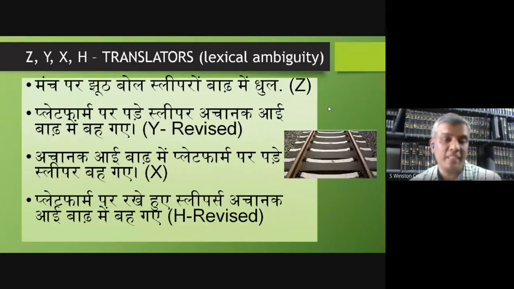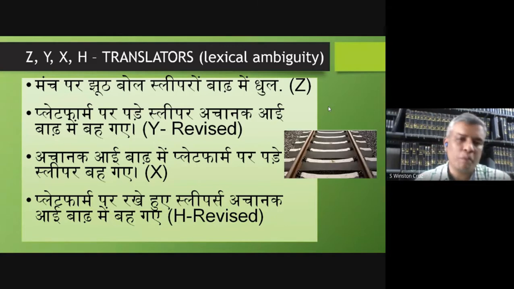So there are differences in the machine translation results, like what we saw among the first 3. All first 3, Y, Z, X, are machine translators, but you see a difference in their results, right? And the H revised is a human translator. That also you can compare. So you can see which is more usable and why, right?